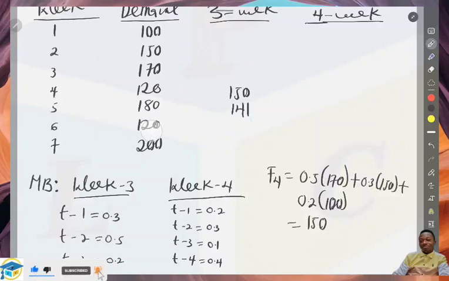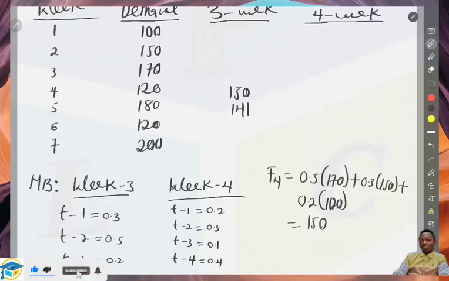And that of week 6 too, you follow the same thing. For us to forecast using a 3-week weighted moving average, I'm going to make use of the most recent 3-week data, and that's going to be 180, 120, and then 170. So the most recent data will take the highest weight. So 0.5 will multiply 180, 0.3 will multiply 120, plus 0.2 multiplying 170.